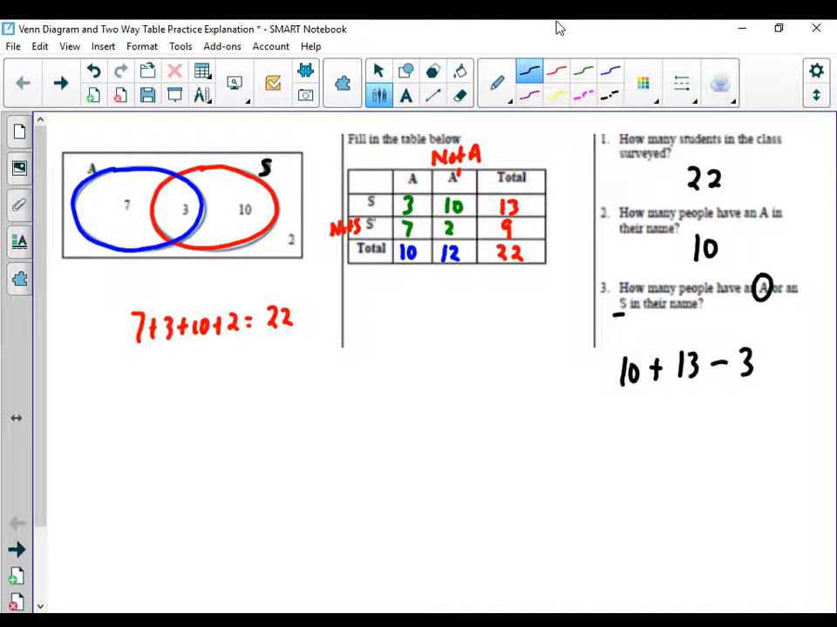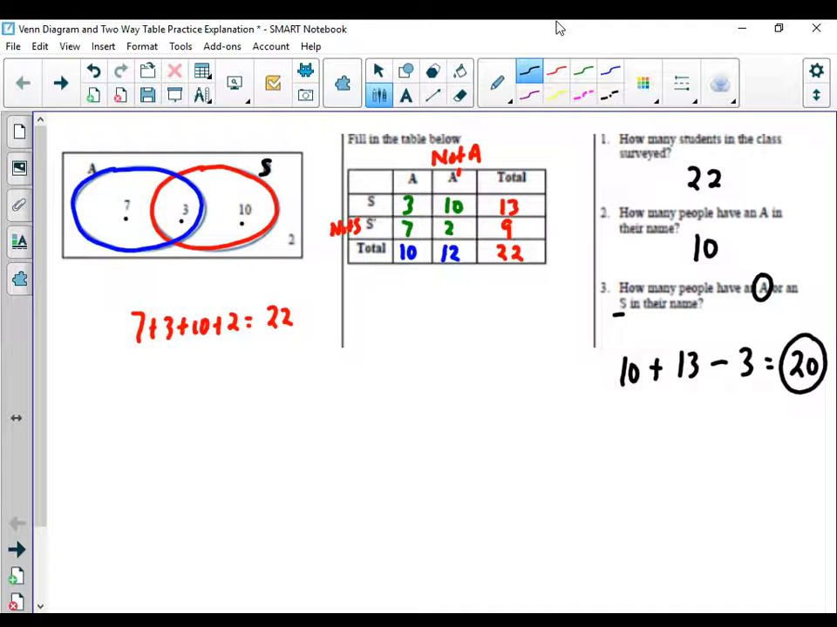So if I add those two together, that's 23. I take out the 3. So the number that could have A or S would have been 20. And notice that's really the union, which would have been all of these values, the 7, the 3, and the 10, added together.